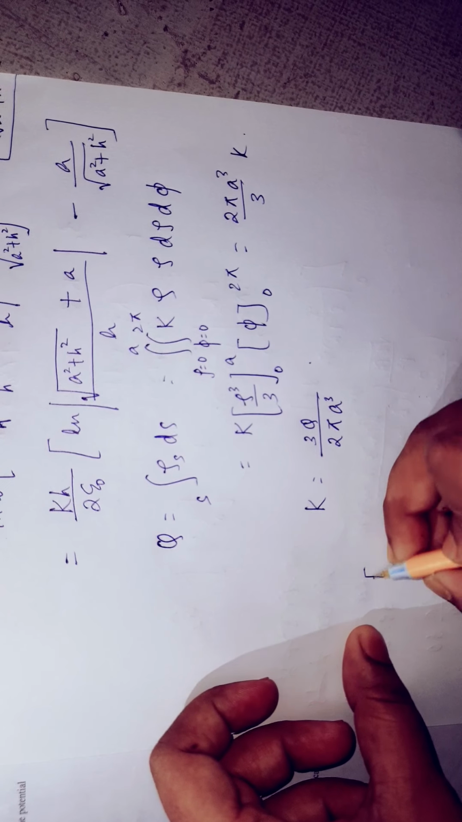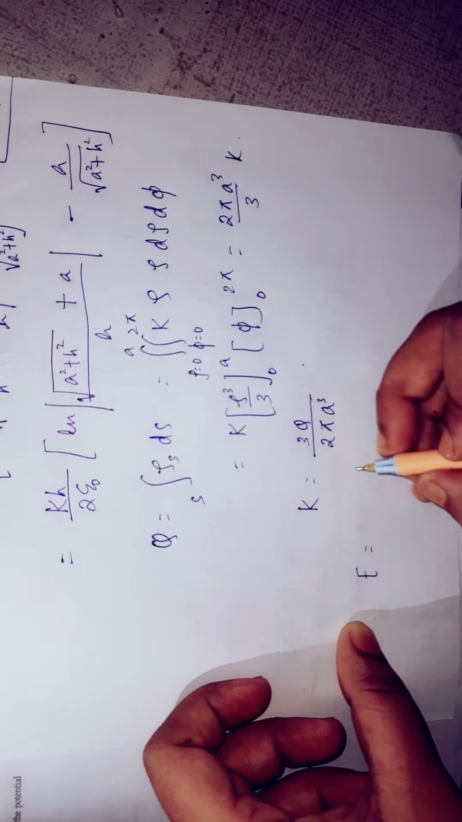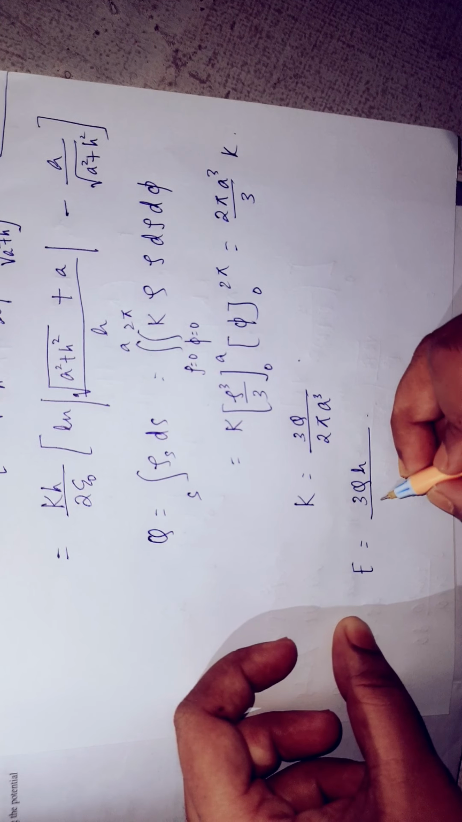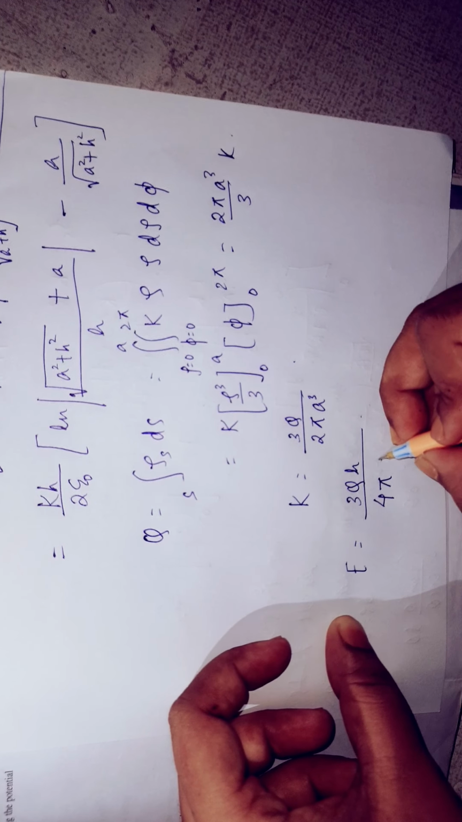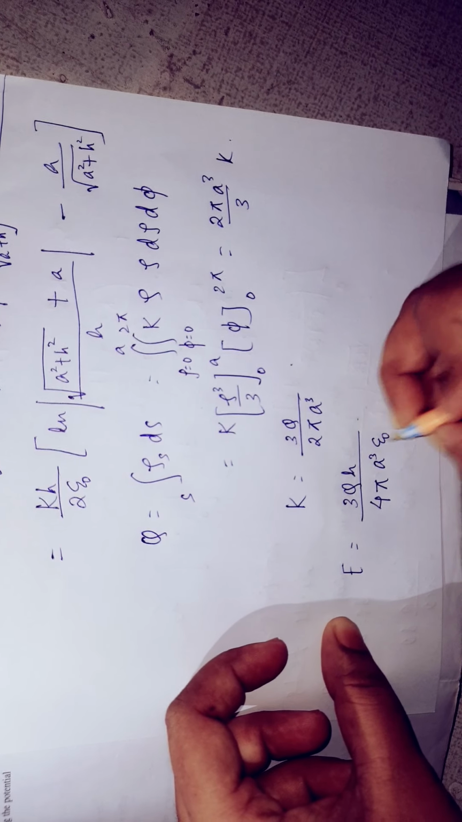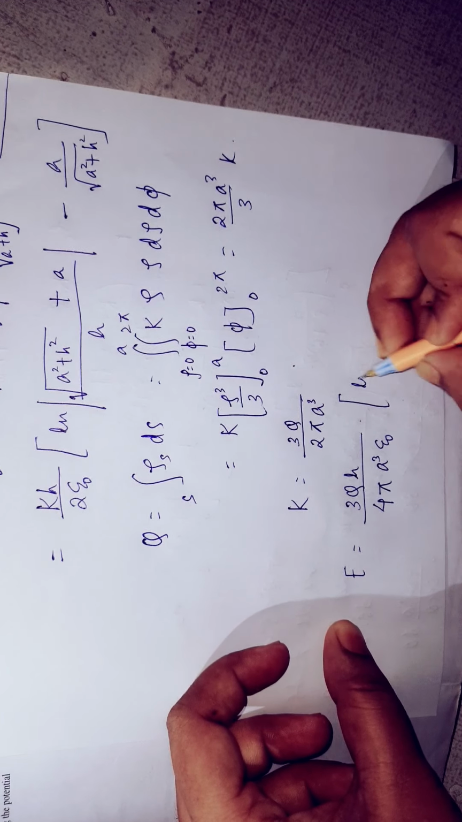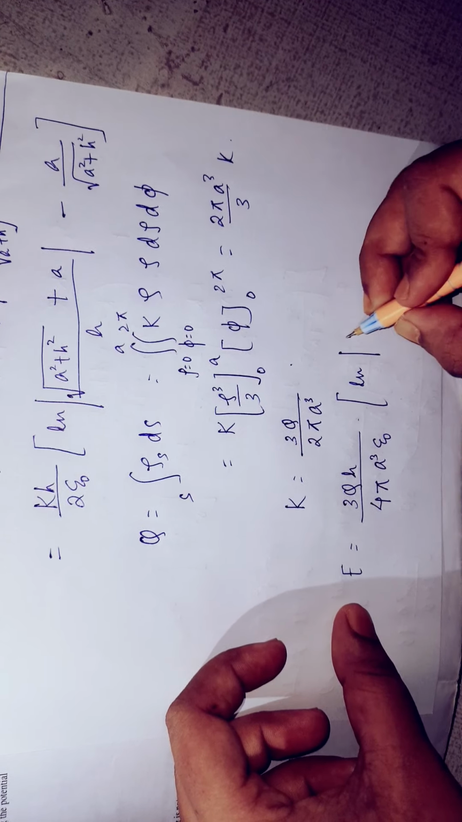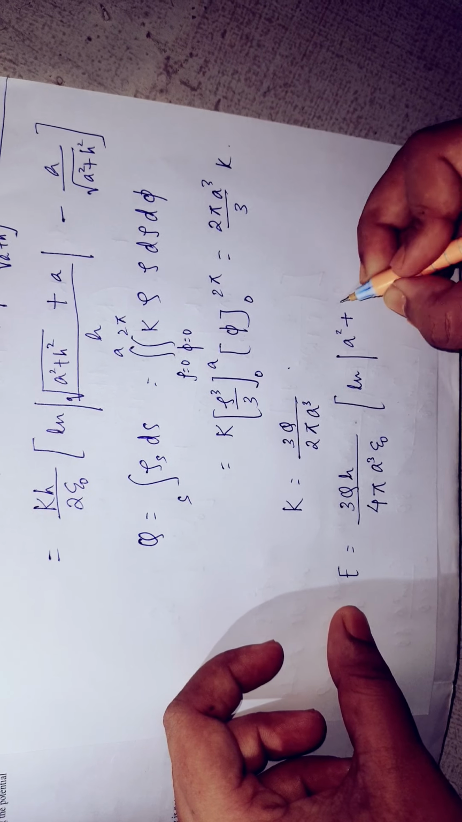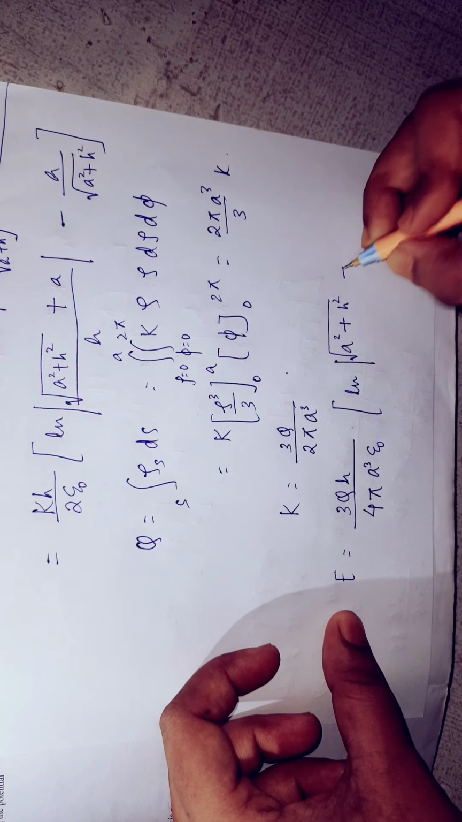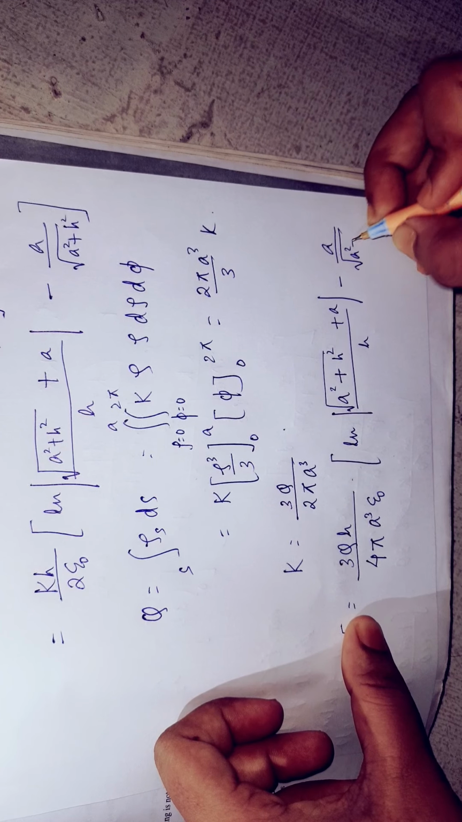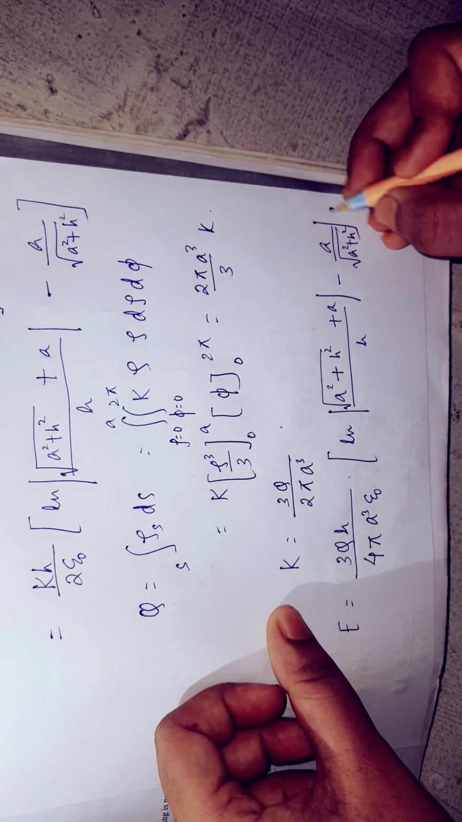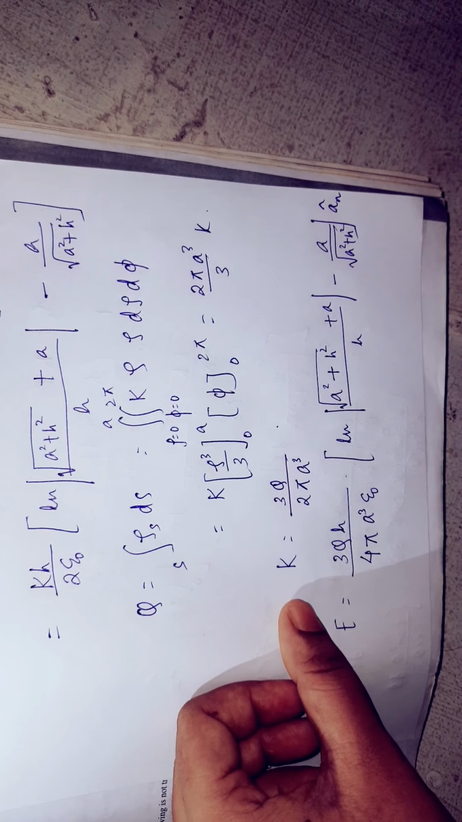Let me substitute the value of k over here. It will be 3qh divided by 2 pi, and over there 2 is written, so I can multiply it to get 4 pi a cube epsilon naught. Then ln, this thing I can write, ln of root over a square plus h square plus a by h, minus a by root over of a square plus h square, and this is in the direction a z cap. I had taken it normal to the surface.